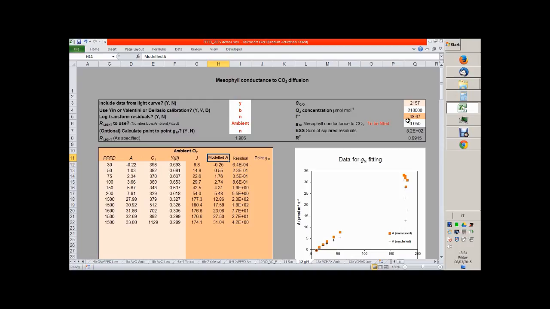Mesophyll conductance to CO2 diffusion is estimated by curve fitting, that is, by minimizing the difference between the crosses and the dots, which is measured net assimilation.